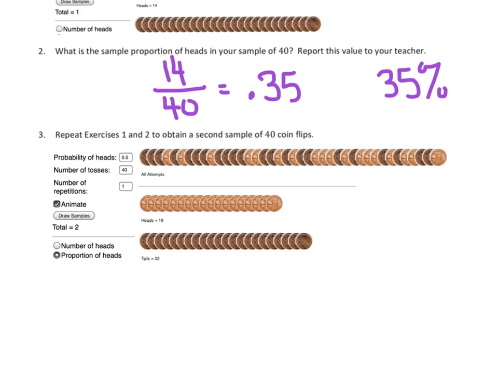And bingo! Here we go. So I flipped it a new 40 times. We reset, we started over. Here's my 40 flips, and this time I got 18 heads and 22 tails. So I'm a little bit closer to what I expected, but still not exactly 20-20. So my proportion this time would have been 18 out of 40, for a proportion of 0.45 or 45%, so closer than we were.